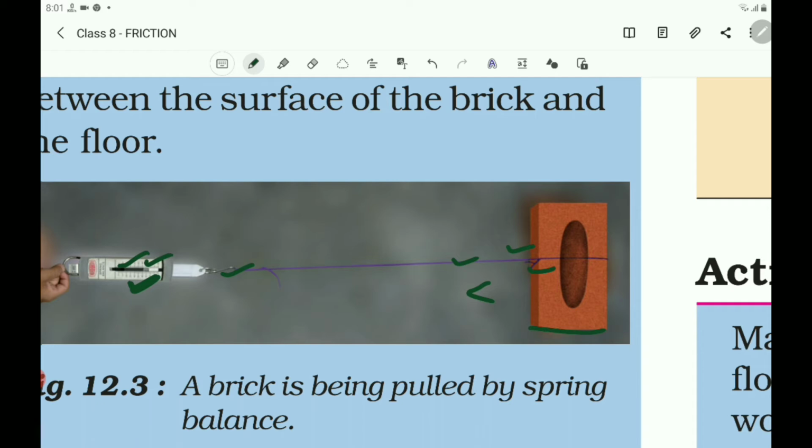And what do you observe here? Is there any difference in the reading of the spring balance? What might be the reason here? What happens? Here the smoothness of the contact increases. As the smoothness increases, the spring balance shows a decrease in the reading.